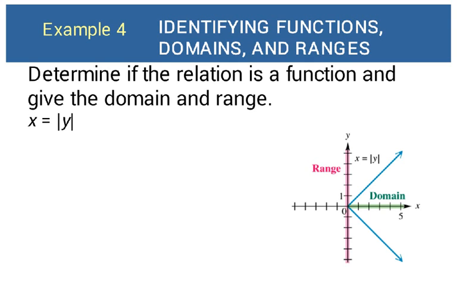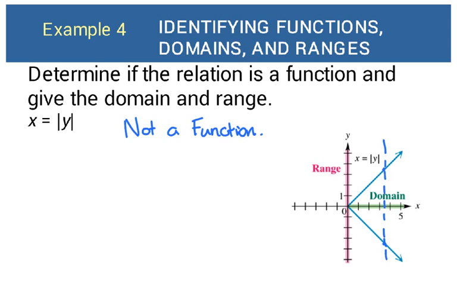Now on this one, if it was the absolute value of x, or y equals the absolute value of x, then this would be a function. But you can see that by the vertical line test, it would not pass it. It crosses it twice, which is more than once, and it is not a function. So not a function.